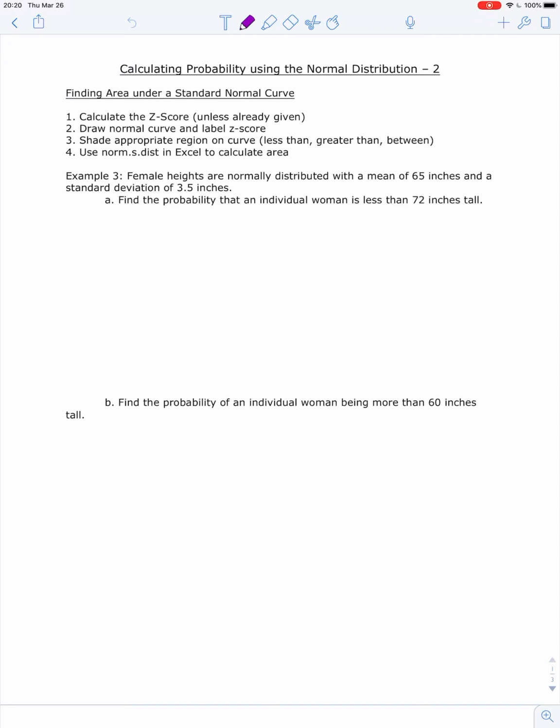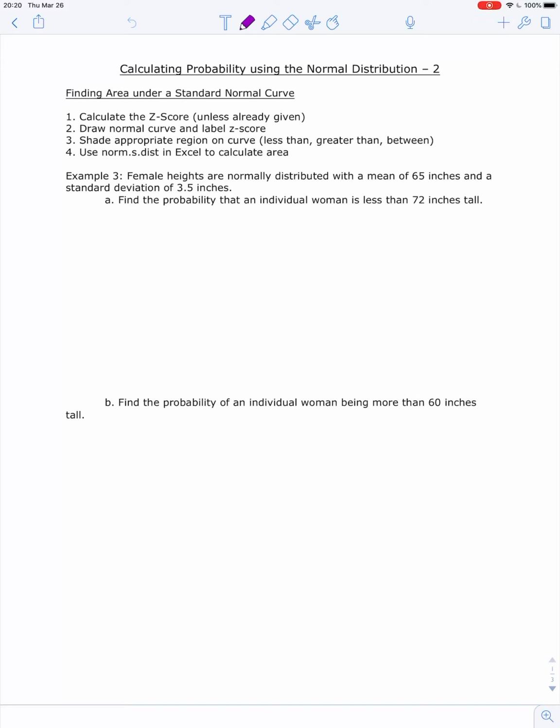So to find the area or the probability associated with something that is normally distributed, the first thing you're going to do is find the z-score. Then you're going to draw the normal curve and label approximately where that z-score is going to fall on the curve. You're going to shade the appropriate region on the curve. So are we looking for the probability less than, greater than, or in between 2 values? And then finally, you're going to use Excel to calculate the area that you have shaded. So that's a 4-step process that we're going to do for every problem.